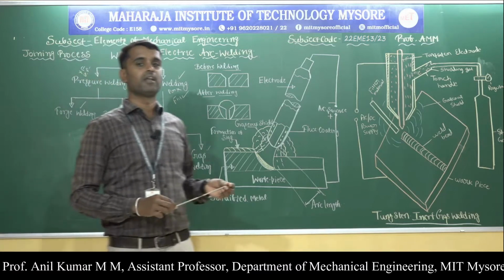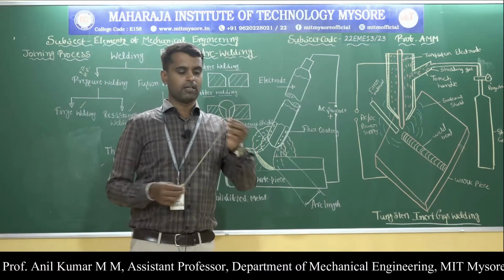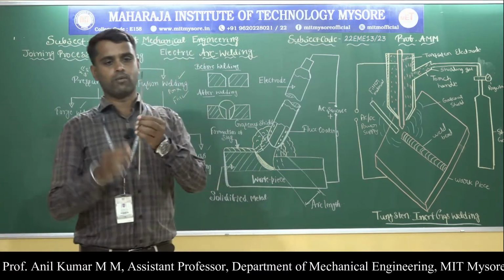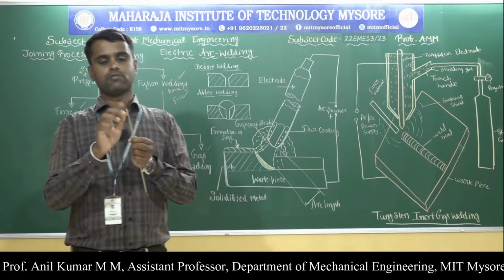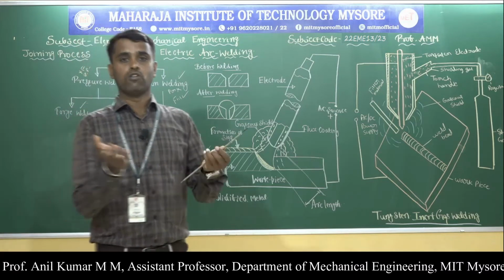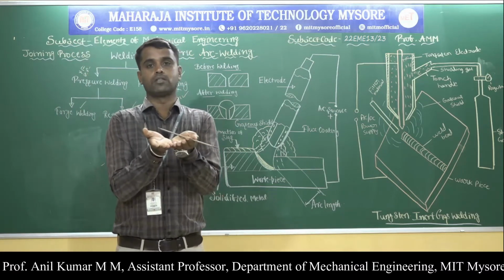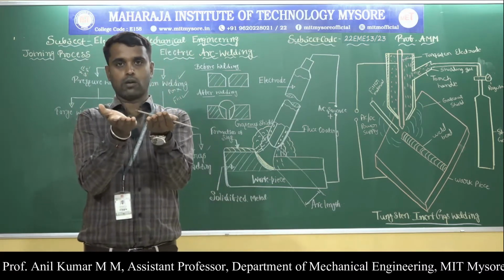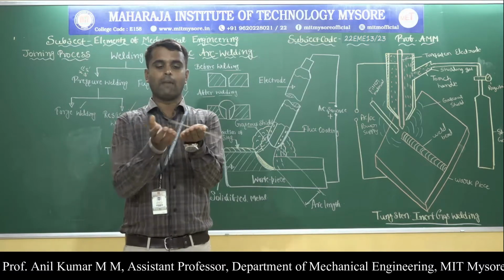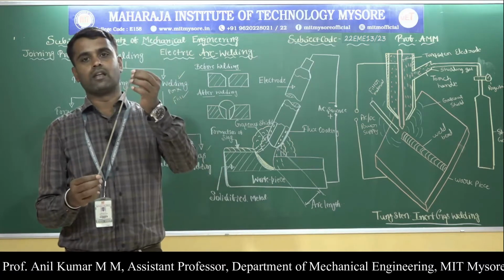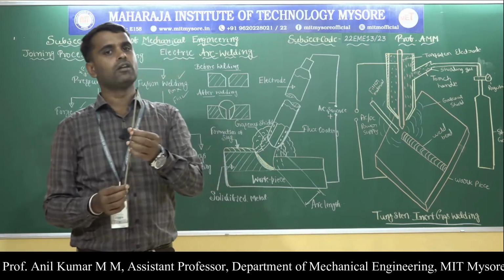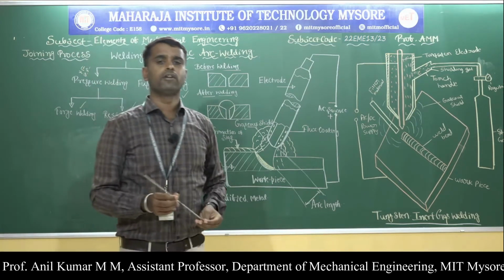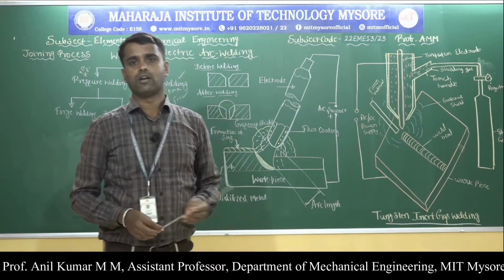Next is the filler material. Filler material is a material used in the welding process to fill the gap between the two metal pieces. That means it provides the additional material to fill the gap. Initially, you have to position the two workpieces with a suitable gap, and that gap is filled by the filler material. It is a metallic rod used to fill the gap between the two metal pieces. That is one of the terms used in welding.